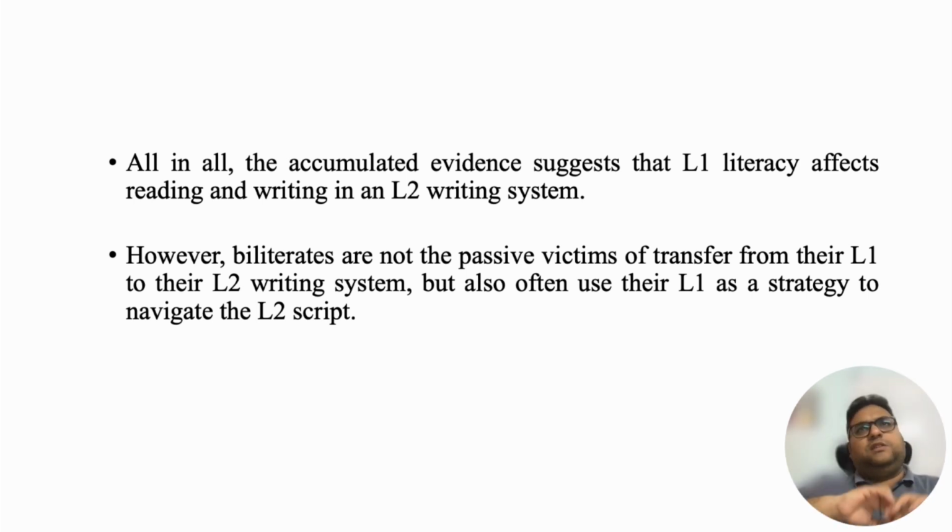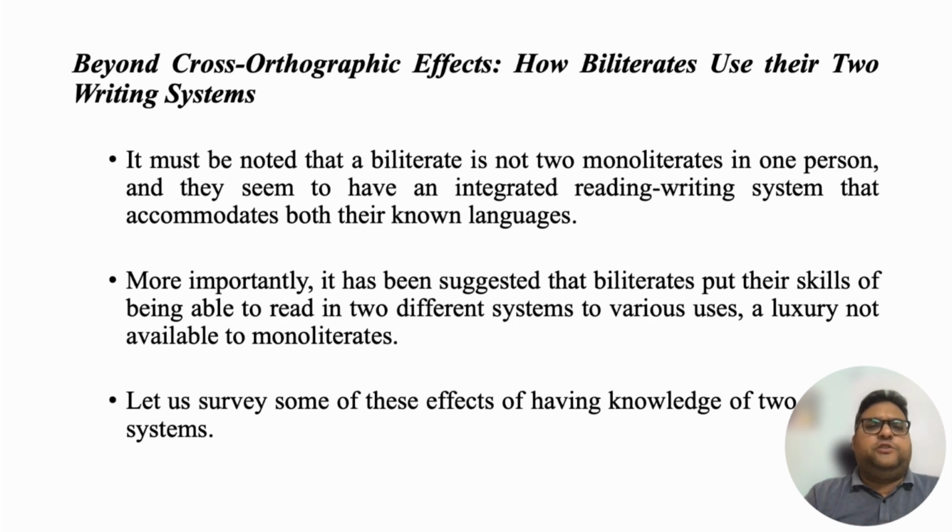Okay, so this is us talking about the similarities and differences between writing systems and how they would affect the acquisition of each other. Let's move beyond this a little bit, and let's look at some of the ways in which biliterates use their two writing systems. So for example, it must be noted that a biliterate is not really two monoliterates in one person, and they seem to have an integrated reading writing system that accommodates both their known languages.